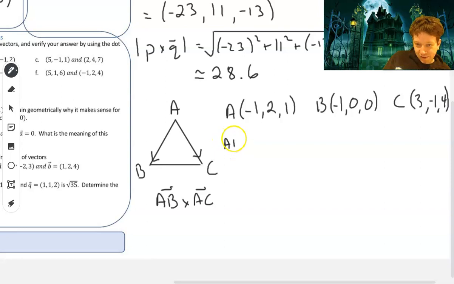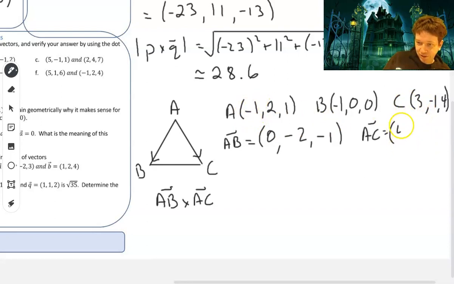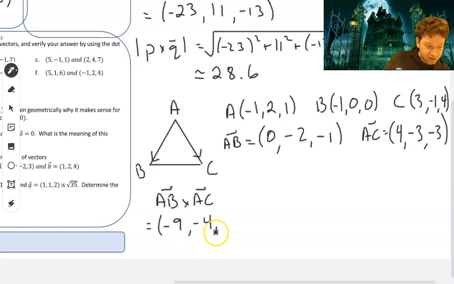All right, so our AB vector then is going to be -1 subtract -1, it's just 0. 0 minus 2, so -2. And 0 minus 1, -1. Similarly, AC will be 3 minus -1, so 4. -1 minus 2, so -3. And 4 minus 1, so 3. So now we have our 2 vectors that we can cross. Okay, so if you need to do that diagram to help you, that's fine. Pause the video here so you can double check. And you should have gotten -9, -4, and 8.